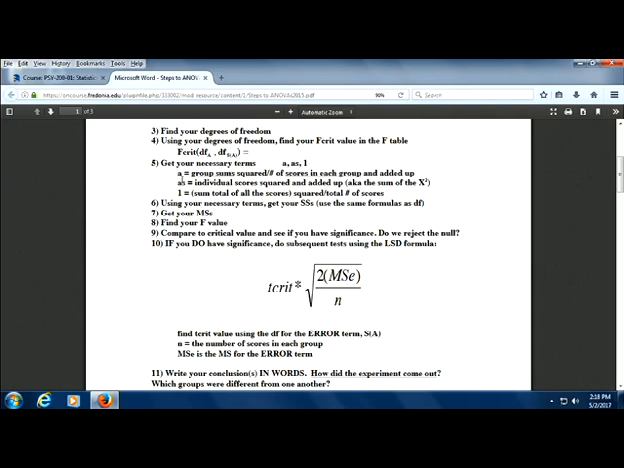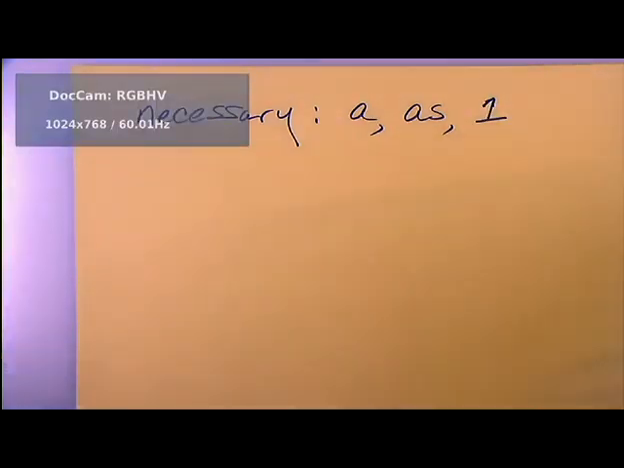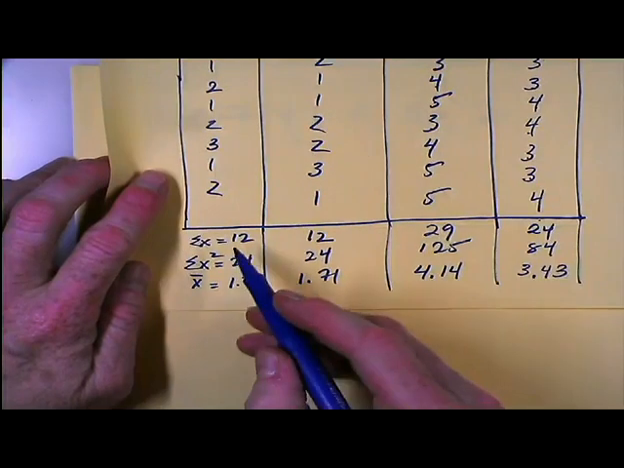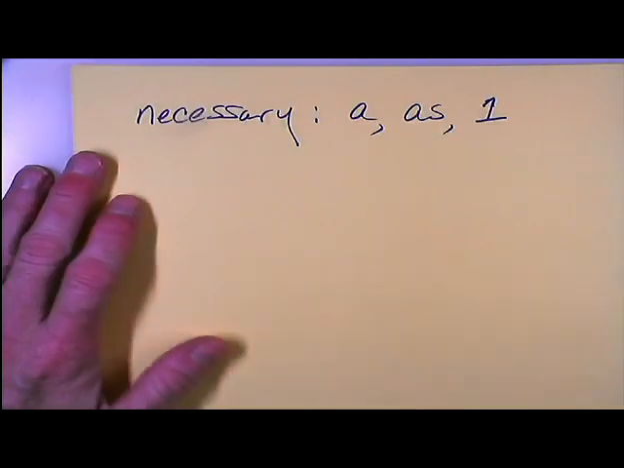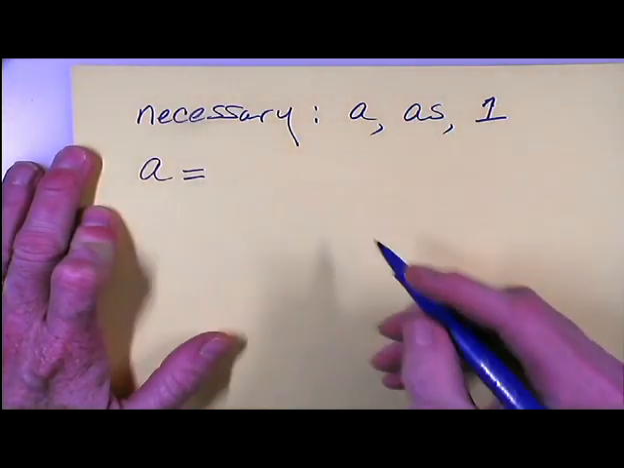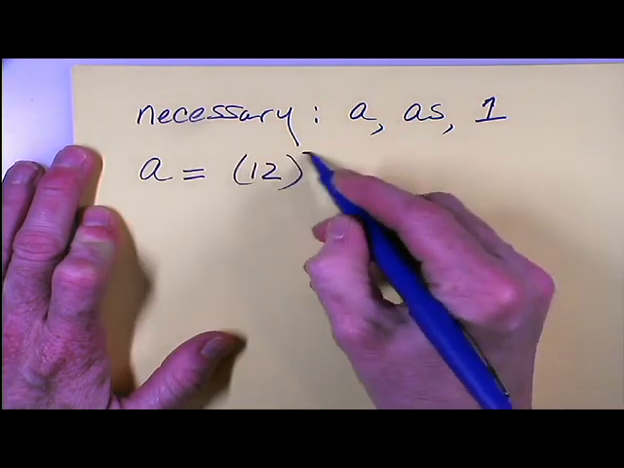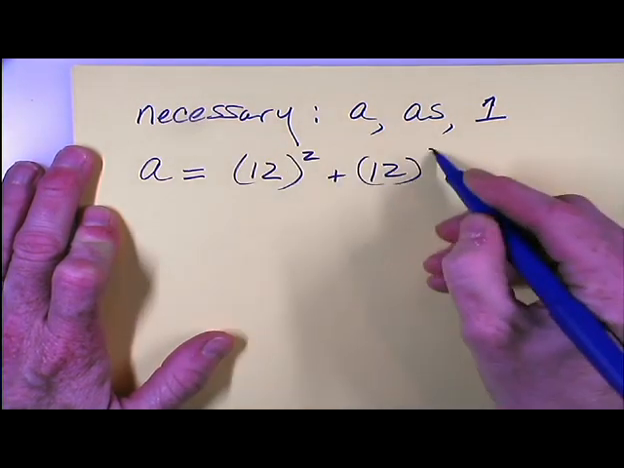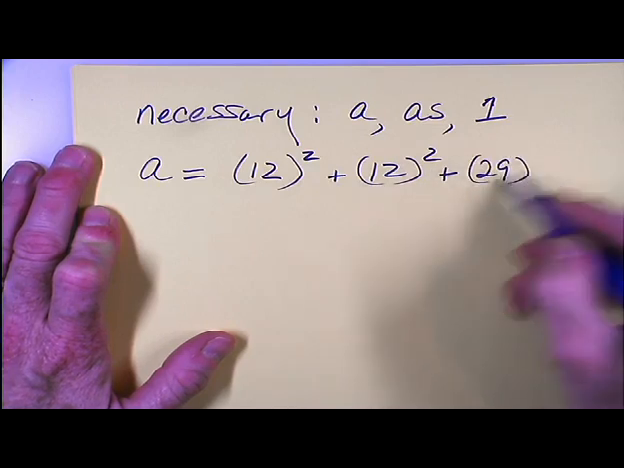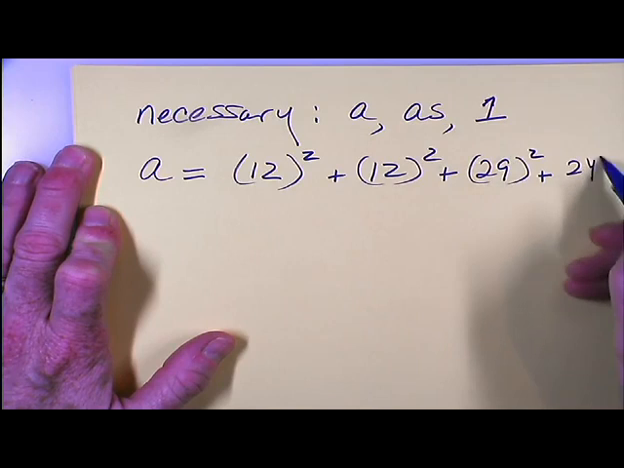Your A term is going to be your group sums squared, divided by the number of scores in each group, and add it up. So just keep that in mind and let's do it, and then it'll make sense. So we need our group sums, the sum of the x for each group. Our A term equals 12 squared plus 12 squared plus 29 squared plus 24 squared.